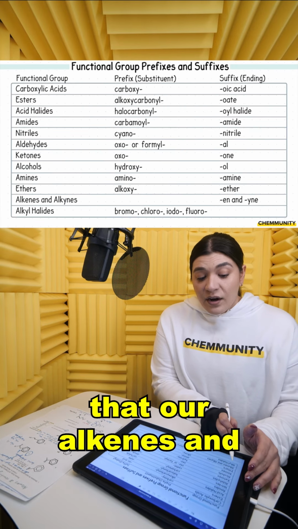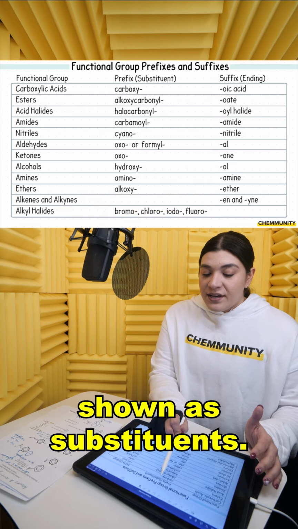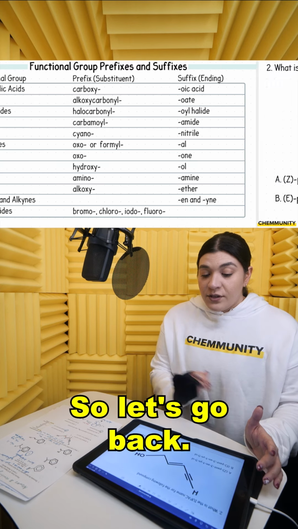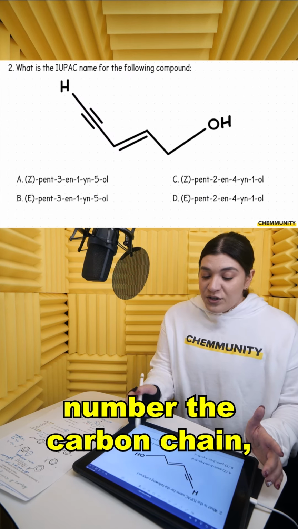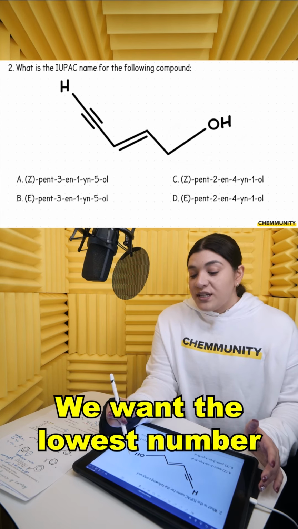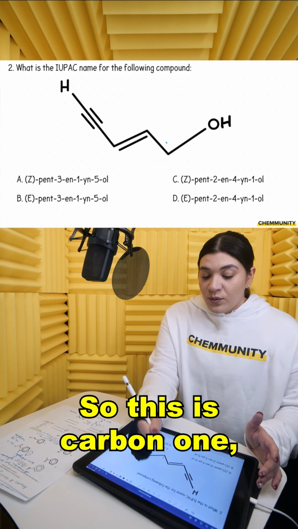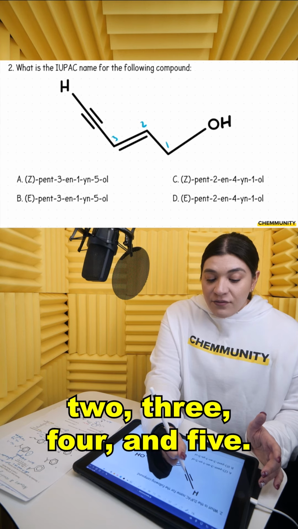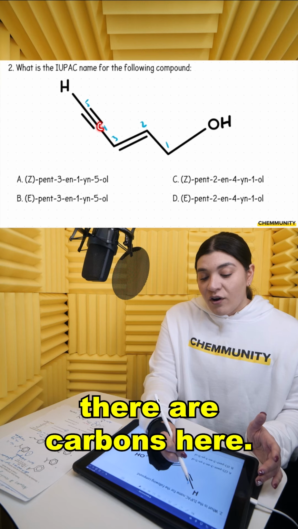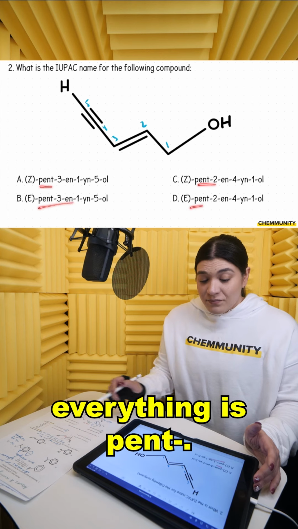Also remember that our alkenes and alkynes do not have a prefix. They're typically not shown as substituents. Instead, we will have a suffix for it. So let's go back. I know I'm going to number the carbon chain where I'm including every functional group. We want the lowest number at the highest priority group, which would have been our alcohol. So this is carbon 1, 2, 3, 4, and 5. Don't forget that there are carbons here. So 5, that's why everything is pent.